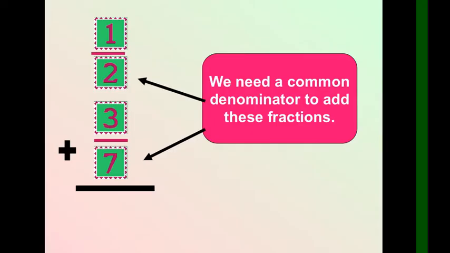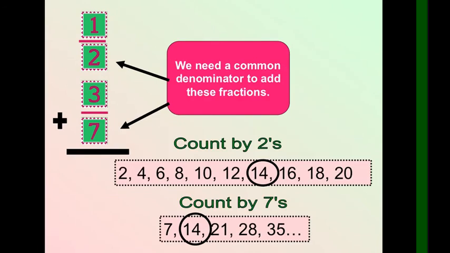Okay, we need a common denominator for this particular example. 1/2 plus 3 over 7. So, we have 2 and 7 as our denominators. So, for the 2, we count 2, 4, 6, 8, 10, 12, 14, 16, 18, and 20. For 7, we have 7, 14, 21, 28, 35. So, their common multiple is 14.